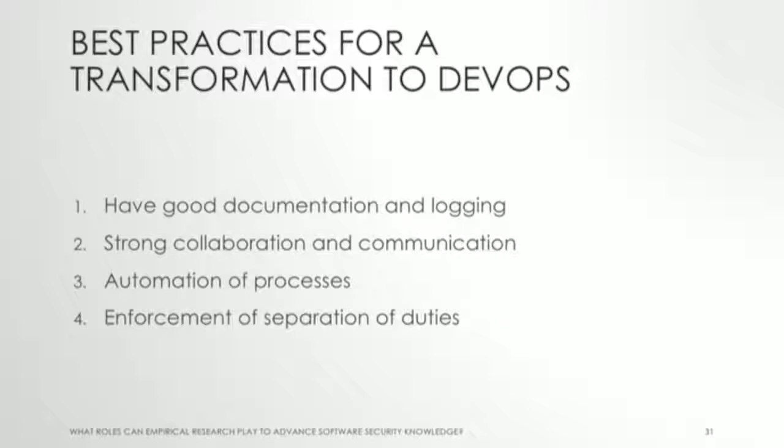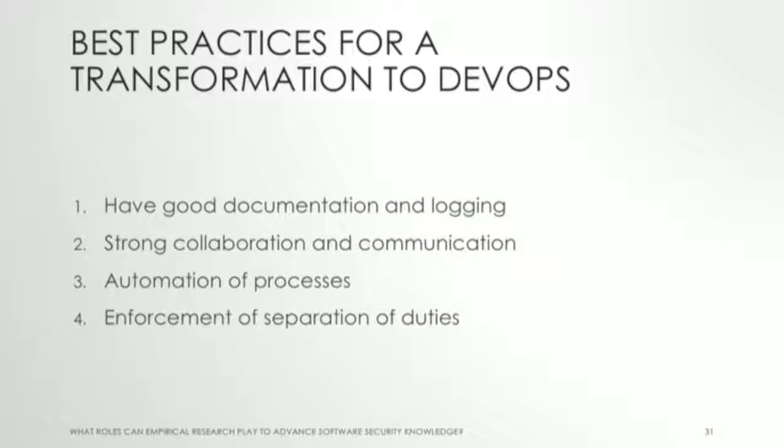They also identified four best practices for the transformation to DevOps, based on their experience from the first project. You need good documentation and you need logging. So from development activity, you do good logging. From pushing to the test, you have good logging. To pushing to production, you have good logging. In case of problems, you can go back to identify what you need to do.